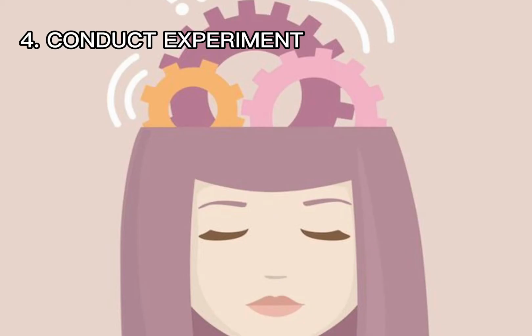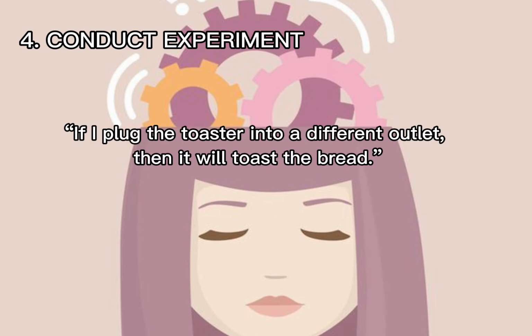Fourth is conducting experiment. You may come up with the idea of, if I plug the toaster into a different outlet, then it will toast the bread. Conduct the experiment by setting up dependent and independent variables and trying to see how independent ones affect dependent ones.